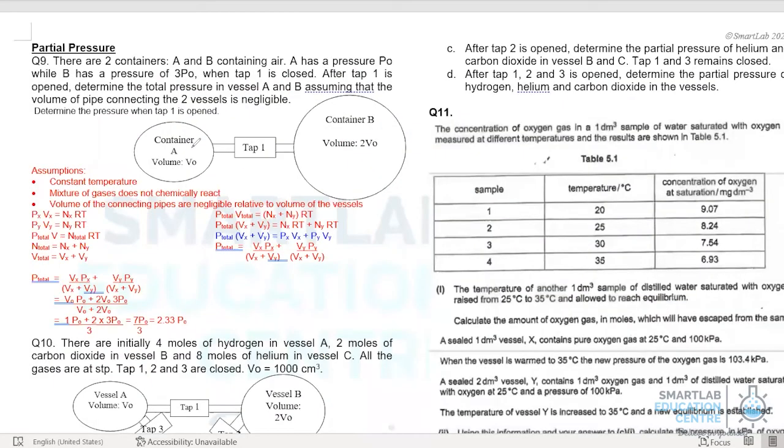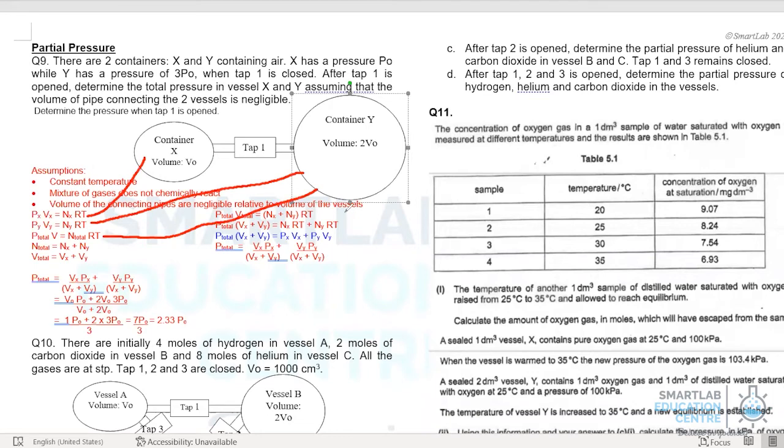Let's now take a look at what happens when two containers, X and Y, with varying volume are connected by a tap, and then the tap is opened. Assumptions made are that temperature does not change, gases do not chemically react, and the volume of the connecting pipes is negligible. So with that, let's apply the ideal gas equation for container X. So this will be the equation, well, this is the equation for container Y. And obviously we have an n total here, all right?